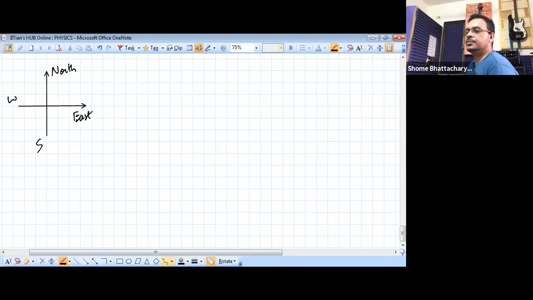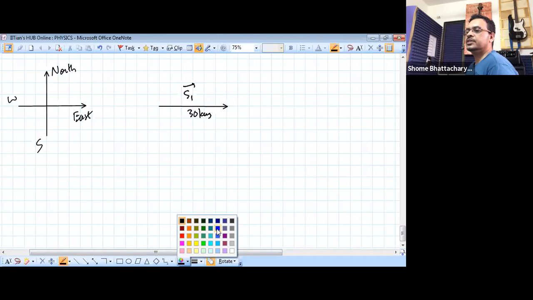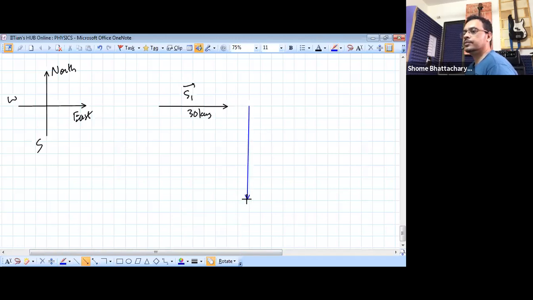So then I should represent in the same diagram the displacement S1 as, let us say, like this. Suppose I'm just using some arbitrary scale, but S1 is towards the east and it is 30 kilometers. Then how will I represent S2? I'll have to represent it like this, towards south, and it will become longer. Let's say this is S2. This is 40 kilometers towards south.